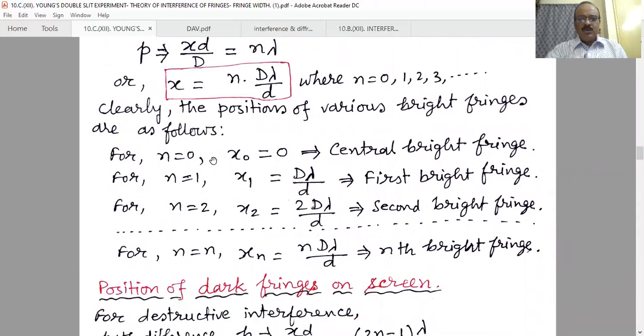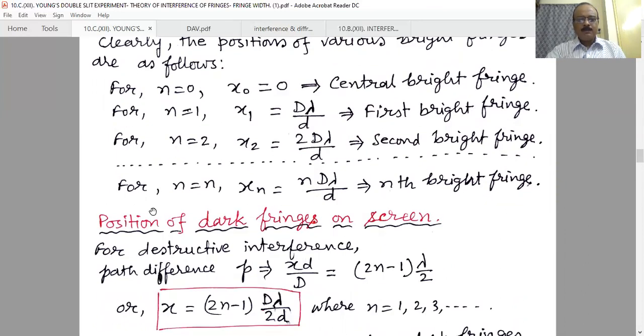For n equal to 0, because here we are considering n equal to 0, 1, 2, 3, etc. For n equal to 0, let us suppose x is x naught or x0, that will be 0, because if you multiply it by 0, then it will be 0. That means it is the position of the central bright fringe. And what is the position of the first bright fringe? That is x1, let us suppose. If we put 1 in place of n, then D lambda divided by d is the first bright fringe. And what is the position of the second bright fringe? That will be 2 capital D lambda by d, that is the second bright fringe.